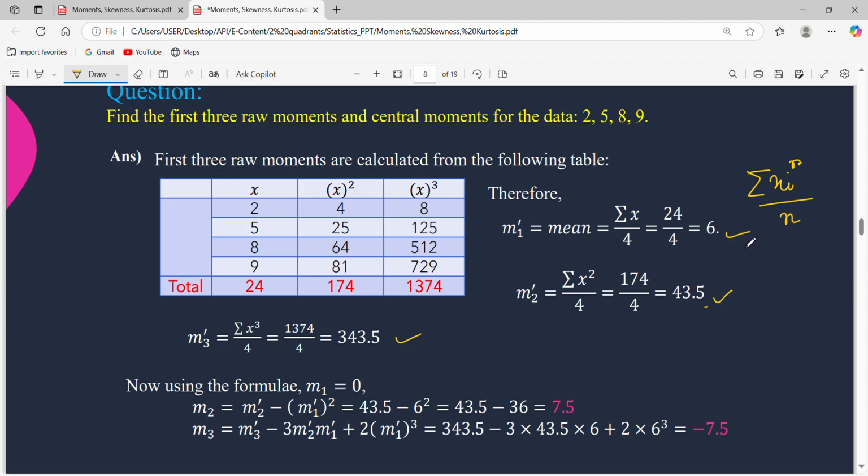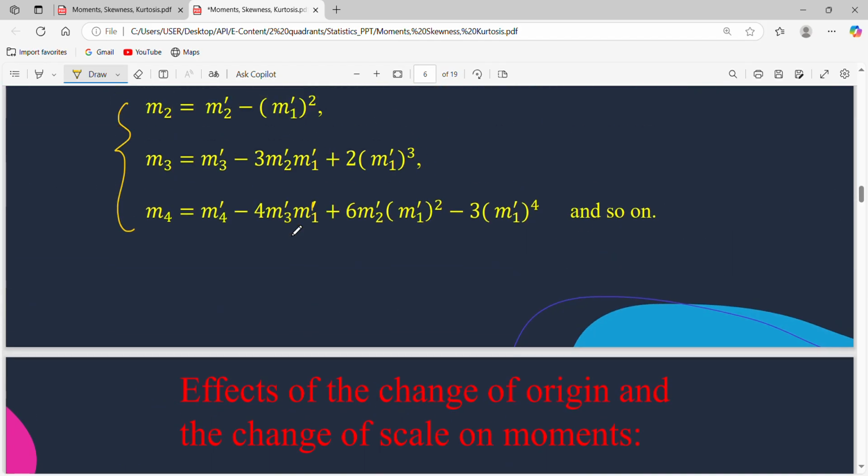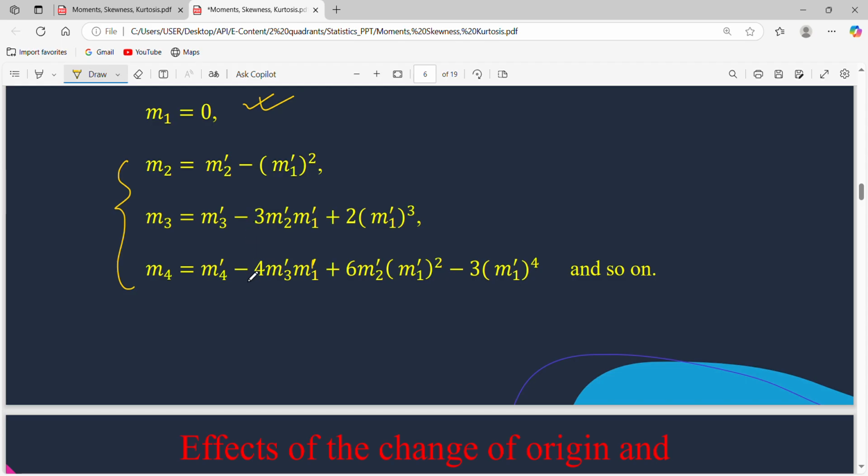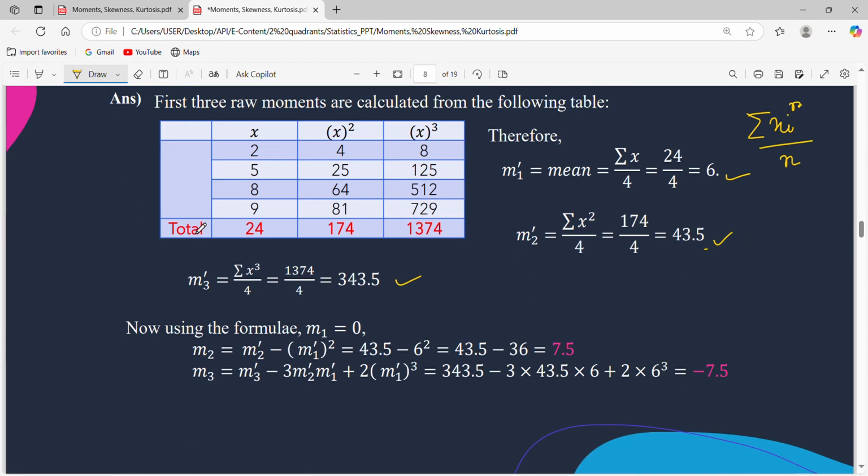Next thing is the central moment. So how do we find it? With the help of the relation between central moment and raw moment, we are able to find the remaining values. Just see the formula. These two formulas we should use here. Since here we need only m1, m2, m3, there is no need to find m1 separately. We can easily write m1 equal to 0, and then find m2 and m3. m2 means m2 dash minus m1 dash whole square. m3 means m3 dash minus 3 m2 dash m1 dash plus 2 m1 dash whole cube. Okay, just put in the values from the above lines and you will get the answer.